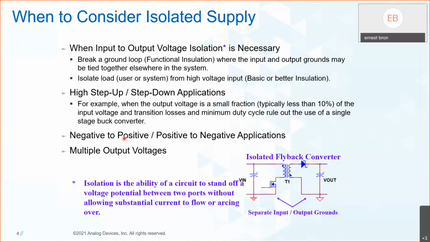Also with flybacks or other isolated topologies, you can quite easily do negative to positive or positive to negative applications. You can do multiple output voltages relatively easily. It does have some side effects, I'll talk about it a bit later, but just adding windings, you can generate a bunch of additional voltages as well, just using one controller.